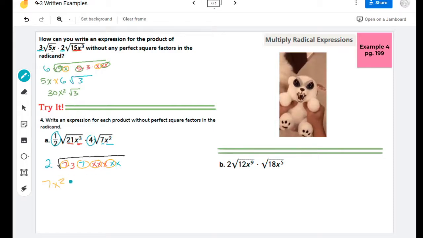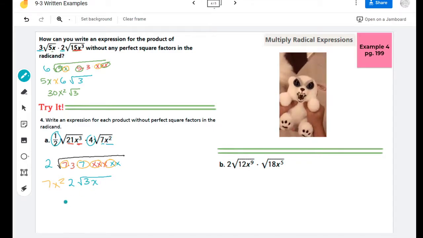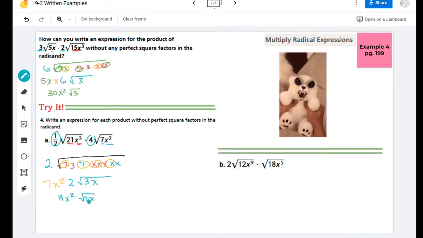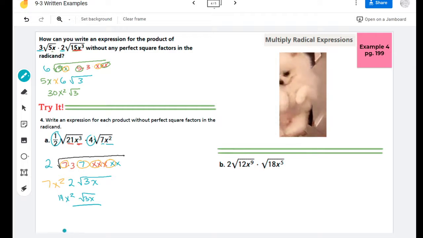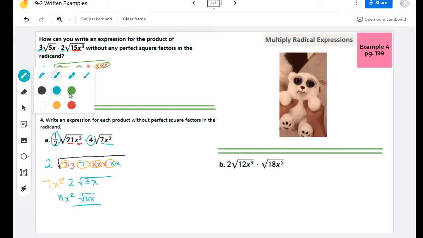Now what's left? I still have a 2. And underneath the radical I still have a 3, and I still have an x. So 7 times 2 is 14, x squared, root 3x. Alright, so let's try this again.